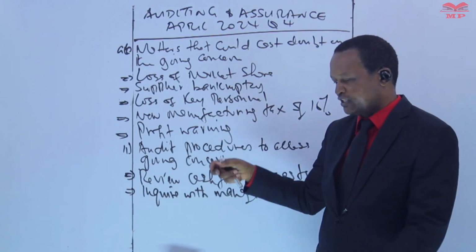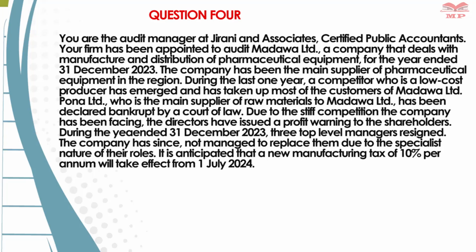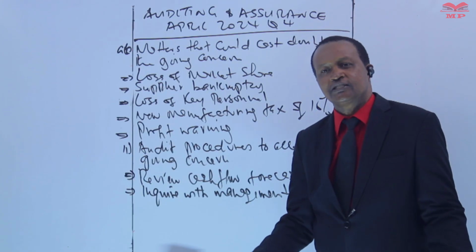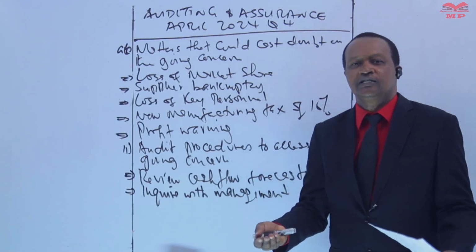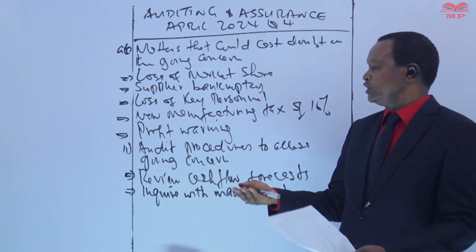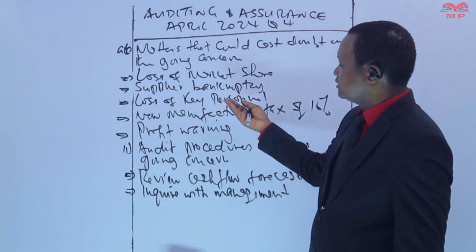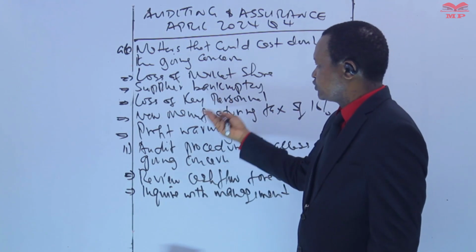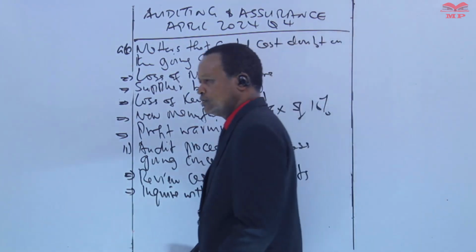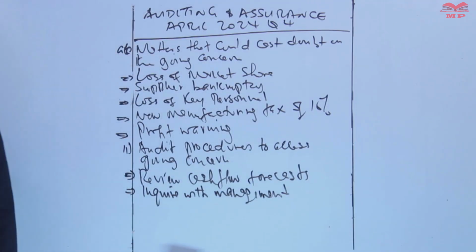Specialized knowledge. We've read here that the company had difficulty replacing them. The company has since not managed to replace them due to the specialistic nature of their roles. Find from management what their plans are for raising additional capital, finding alternative suppliers, securing new customers, and replacing the specialist personnel. You understand? Then, can I get another procedure?